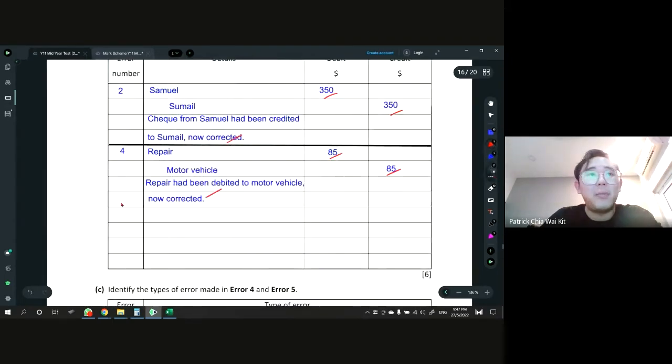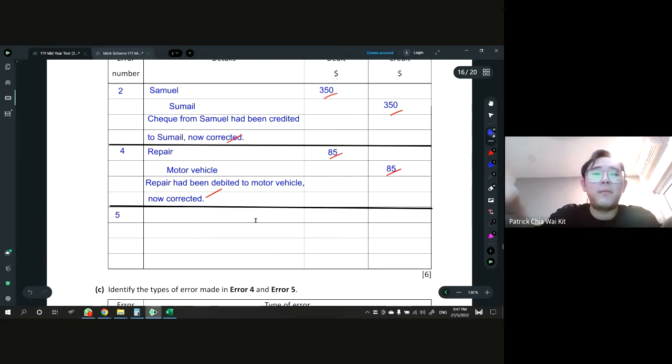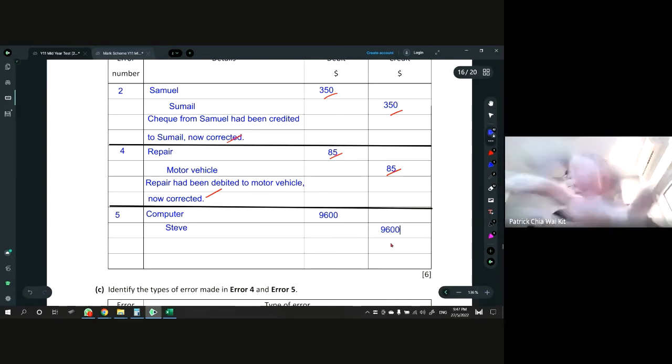Okay, since I still have space, might as well. You don't need to put all these things because you just need 2. But if you want to put number 5, you can. So number 5 is actually debit computer. And then after that, CR Steve. And the amount is 9,600. And here also 9,600.